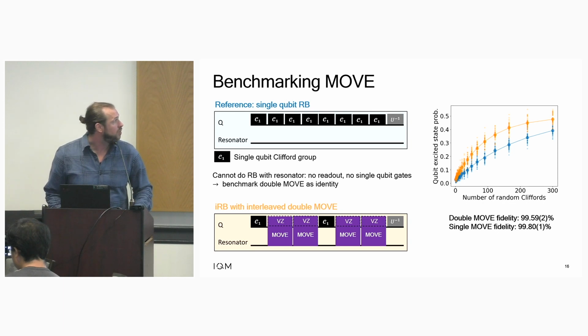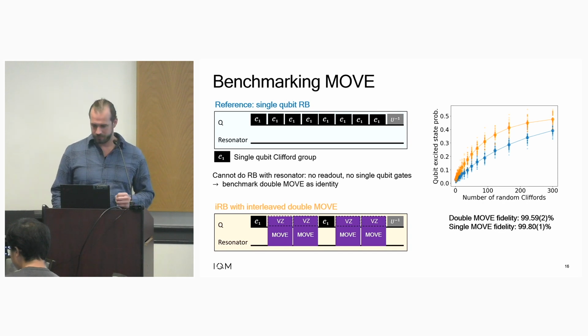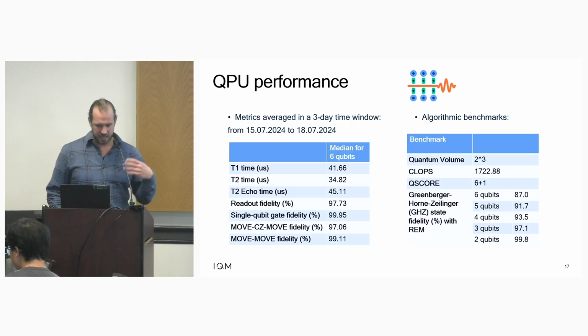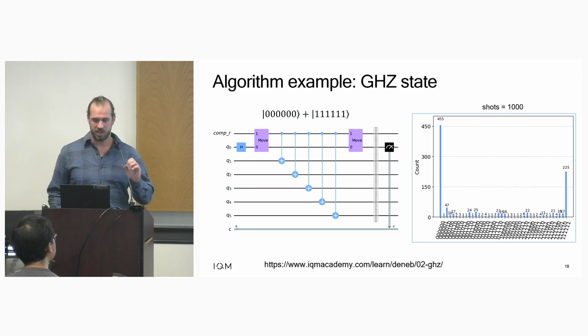So we can do interleaved randomized benchmarking with the double move. On our best device, we get these fidelities shown here, 99.6 for the double move. And here's a table just showing all of our coherence data on this device at this particular moment in time. But I'm more interested in showing what you can do with it.